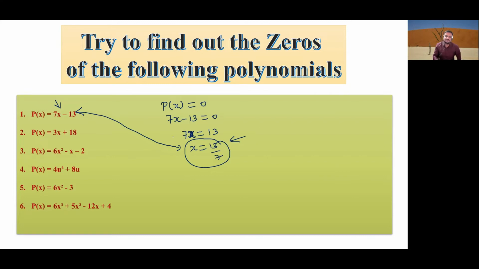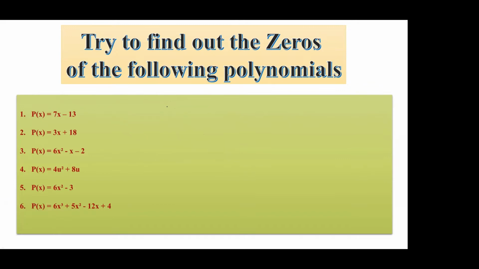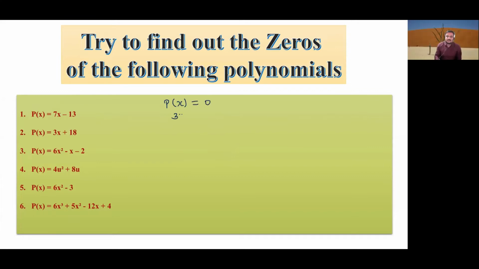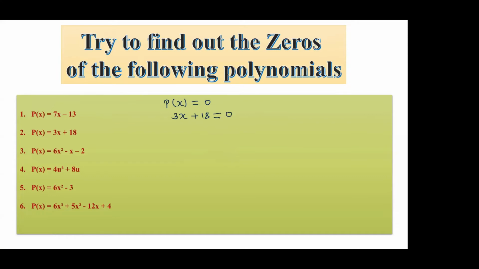Yes, Devanshu. Sir, the second one is same as the first one. We will take P of x as 0. So 0 equals 3x plus 18. 3x equals minus 18. So x equals minus 18 by 3.